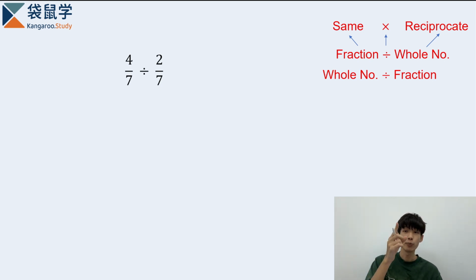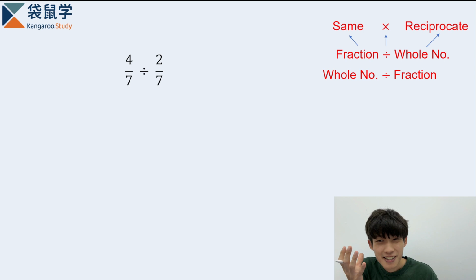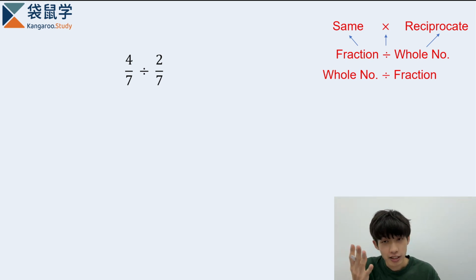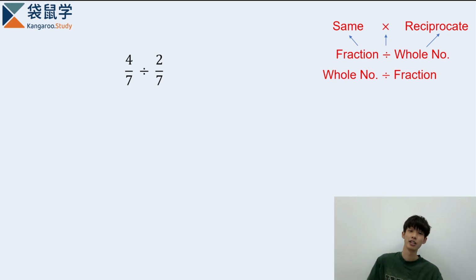And now some of you may realize the pattern here. It should be equal to 4 over 7 times 7 over 2. But my problem is, how can we prove it truly works for a fraction divided by a fraction? Now let me give you a hint. If we multiply by 1, does it change the result? No, it doesn't change the result.